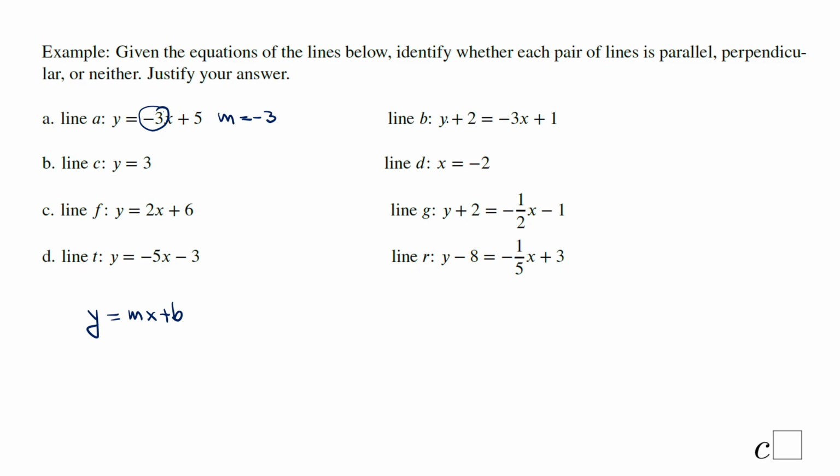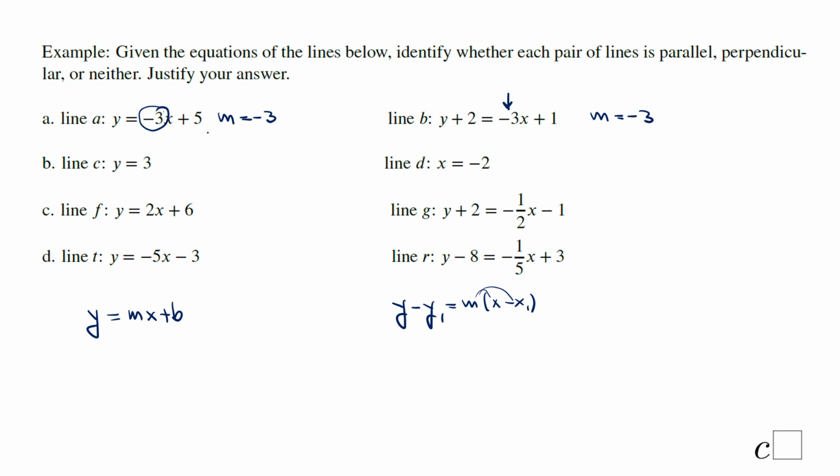Well, what about line B? If we look at this one, this is the other form I just mentioned, y minus y1 equals m times x minus x1. And the only thing we need here is this negative 3. Now we do not have a parenthesis there, but it really doesn't matter because we still can see the slope of negative 3. If you distribute here, you're going to get mx. So here we see that mx, so the slope here is also negative 3.